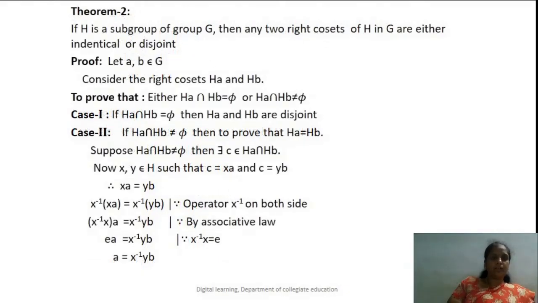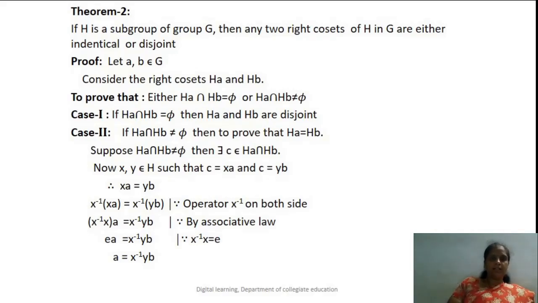Next, Theorem 2. If H is a subgroup of a group G, then any two right cosets of H in G are either identical or disjoint. Let A, B belong to G. Consider the right cosets HA and HB here. So we have to prove that they are either identical or disjoint.